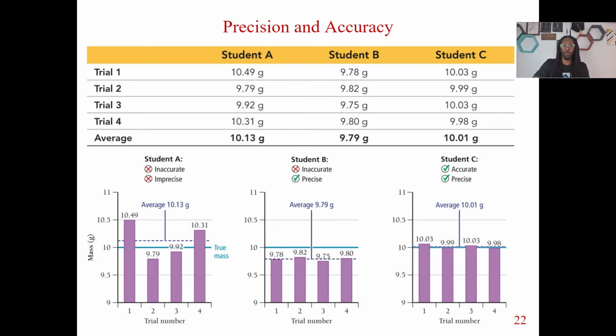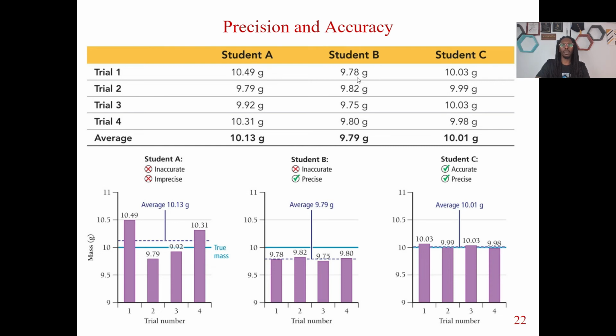So student A, unfortunately, the goal here was to get 10 grams. Were they actually accurate? No, because we got 10.4, 9.7, 9.9, 10.3. And were they precise? No. If it's precise, they should have been very close to each other. Not the case, they're just kind of all over the place. Some were up, some were down.